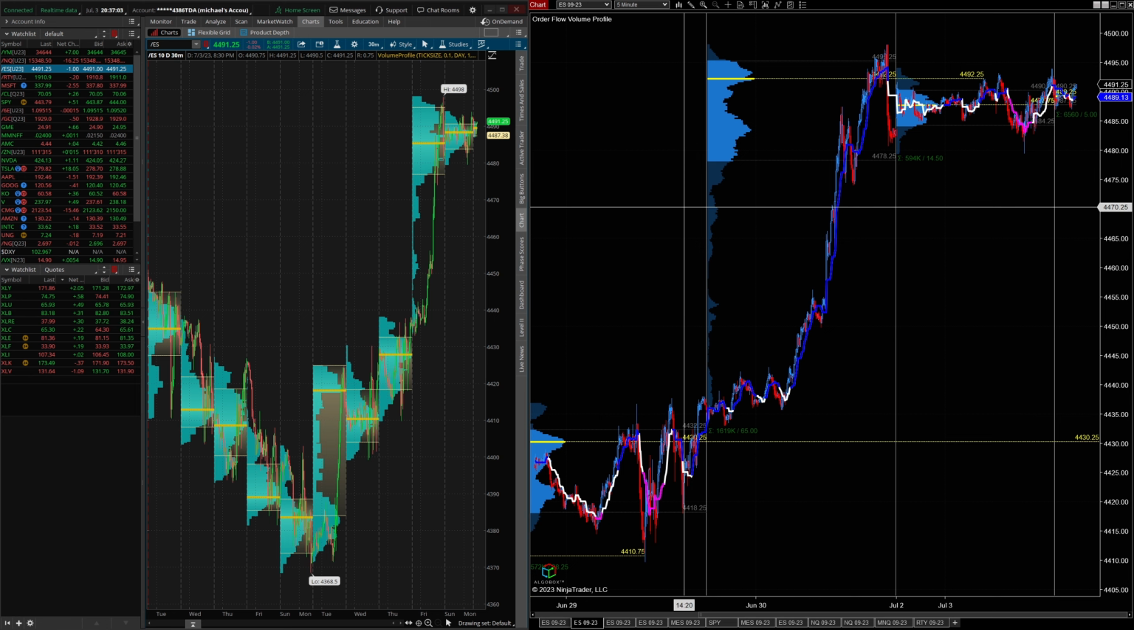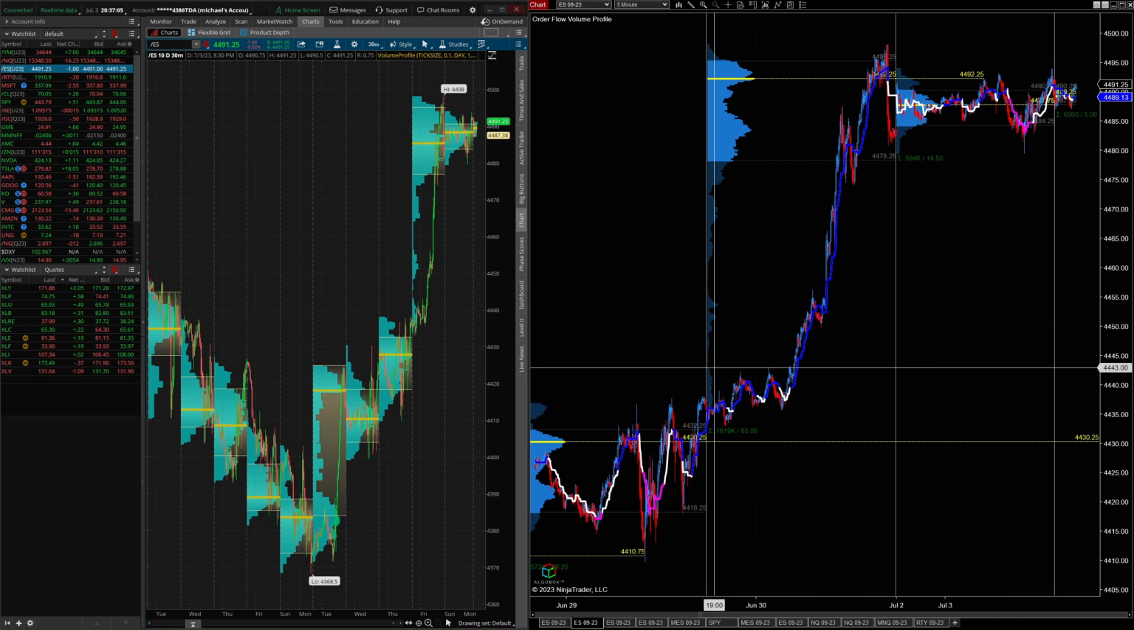Now, as we're looking at this chart, we can see the profile shape on Friday, June 30th matches the profile shape. It's generally the same shape, which would be a P-shaped profile. That all looks fine. For the most part, the profiles pretty much match up.